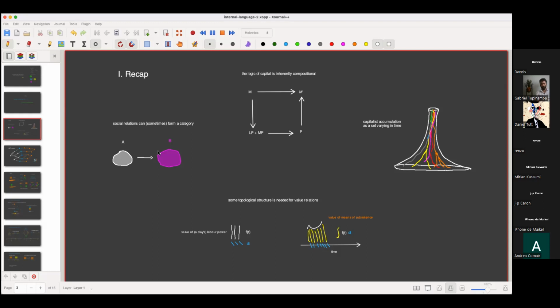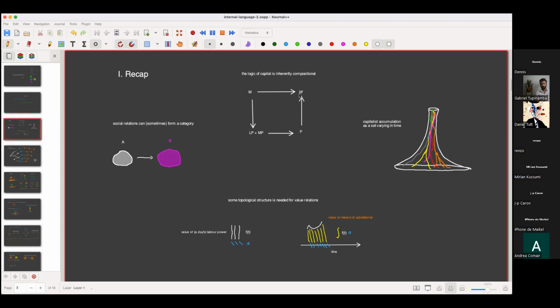So that's the first part, right? Why we want to use category theory. The second part, I'll go up here to, so this text that Gabriel and I wrote called the primer, it advanced this claim among many claims, but one of the main claims is that the logic of capital is inherently compositional. And we can use category theory because it's the tool for examining composition, right?